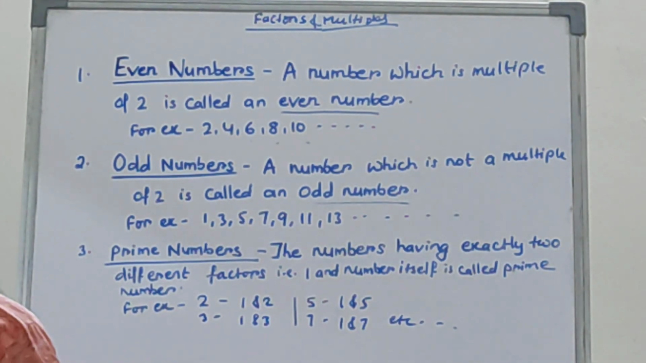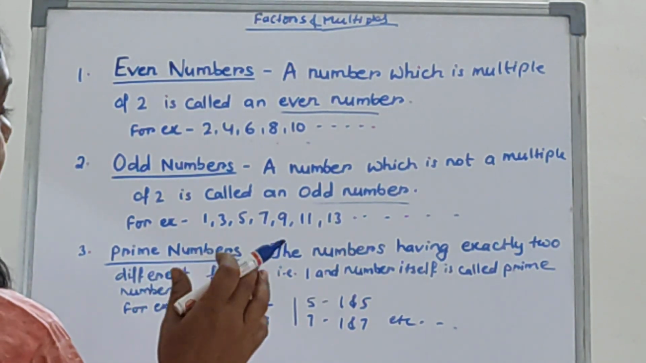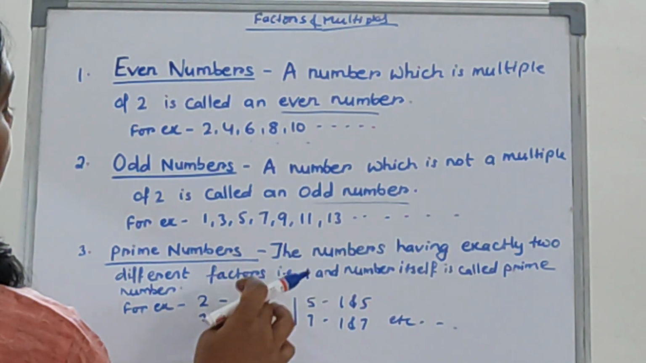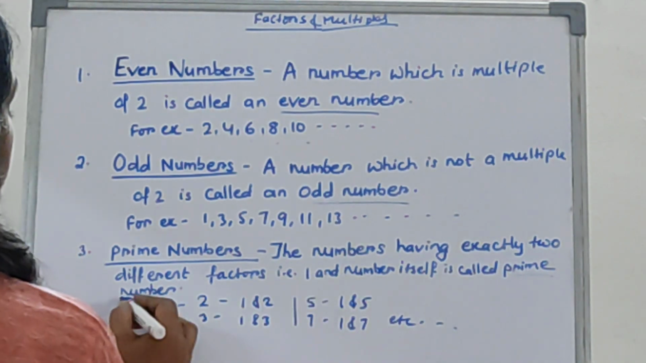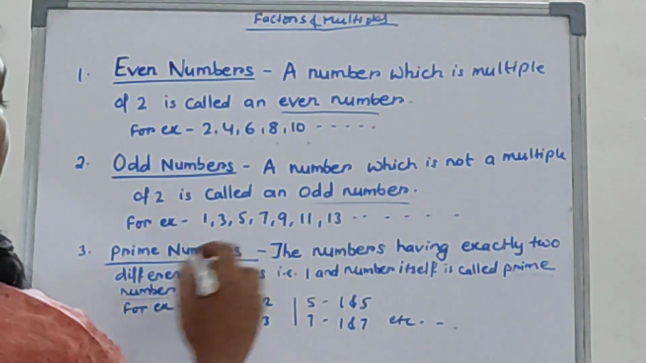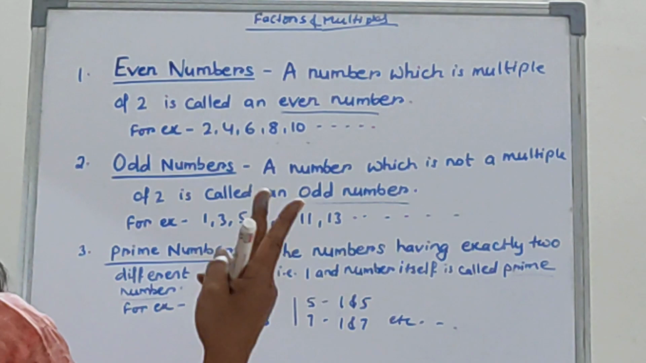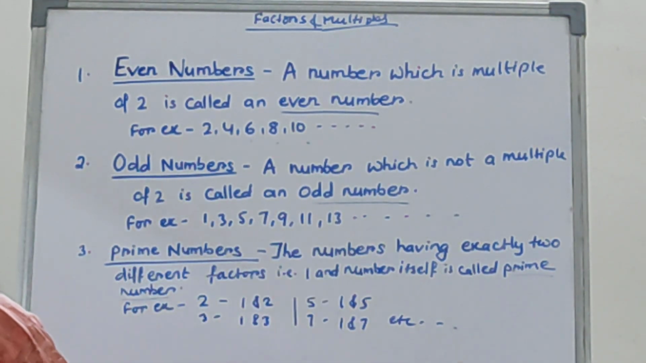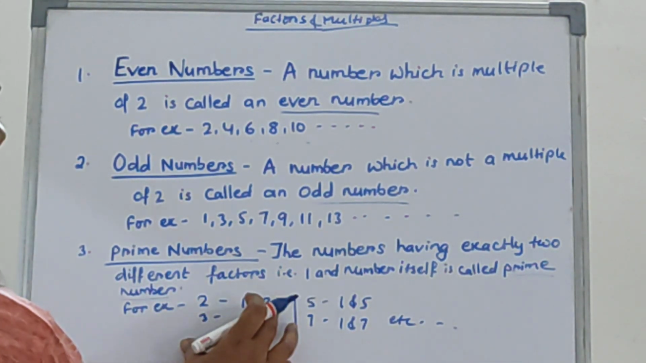Now see, what are prime numbers? The numbers having exactly two different factors, that is 1 and the number itself. If it's 2, then 1 and 2 itself, so it is called a prime number. So only two different factors: 1, and second, the number itself, is called a prime number.